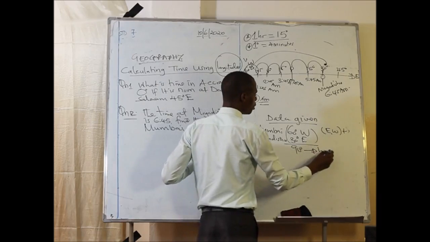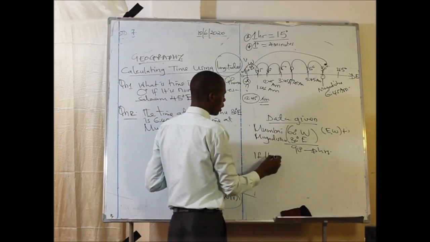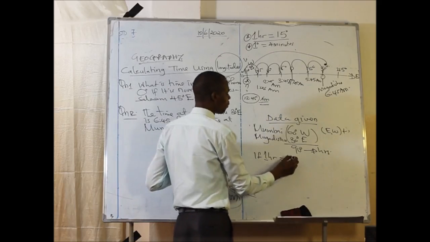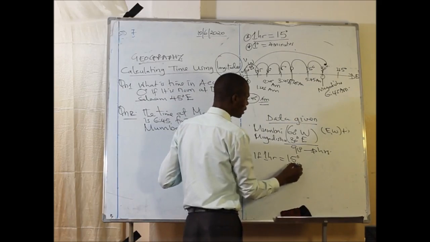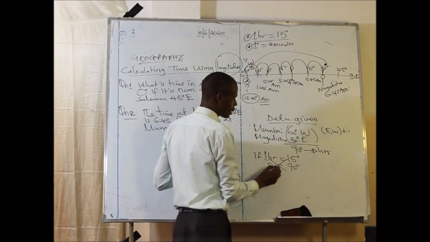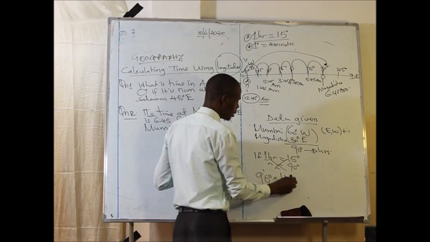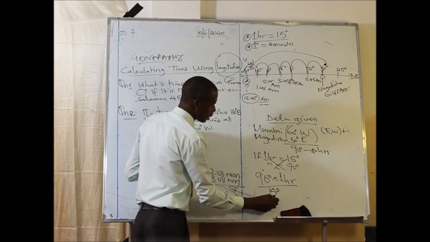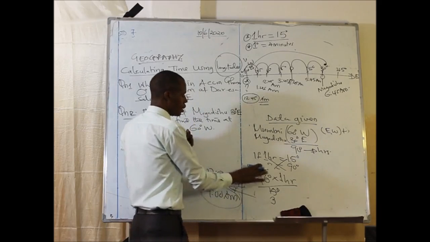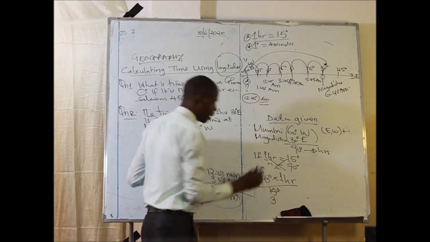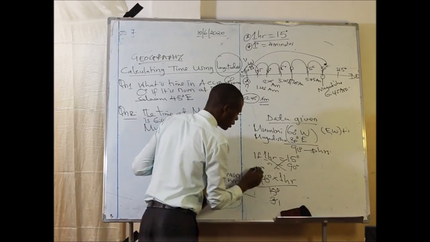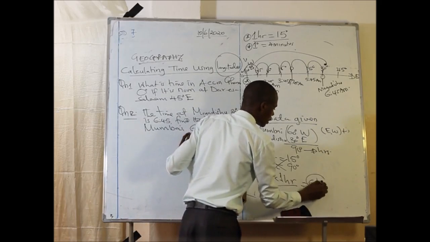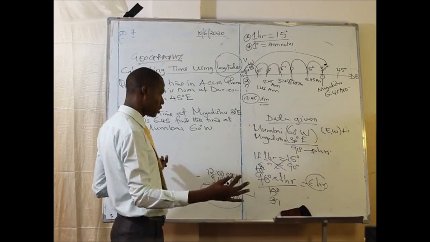Then change this into hours. We say that if 1 hour is equal to 15 degrees, what about 90 degrees? We do cross multiplication: 90 degrees times 1 hour over 15 degrees. 5 into 90 is 18, and 3 into 18 is 6. So we get 6 hours. The difference is still 6 hours.